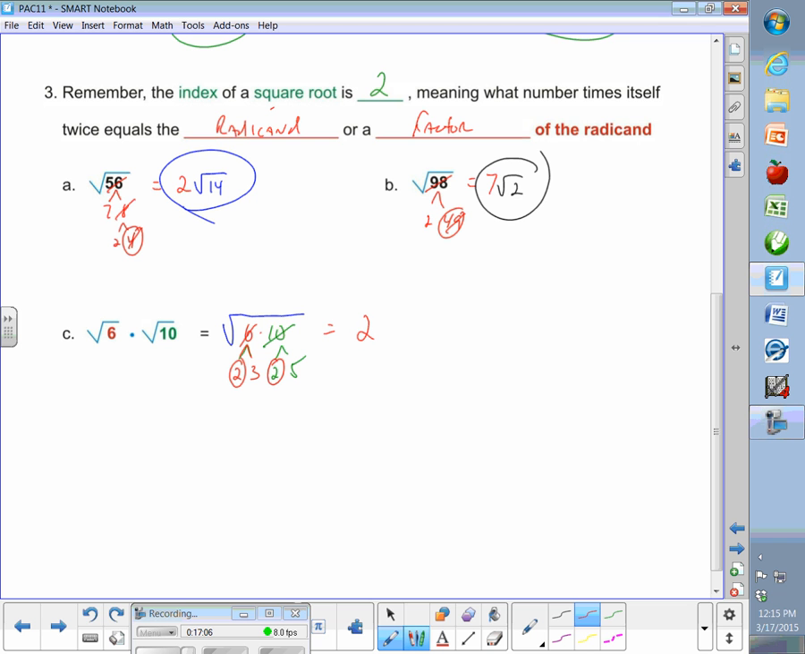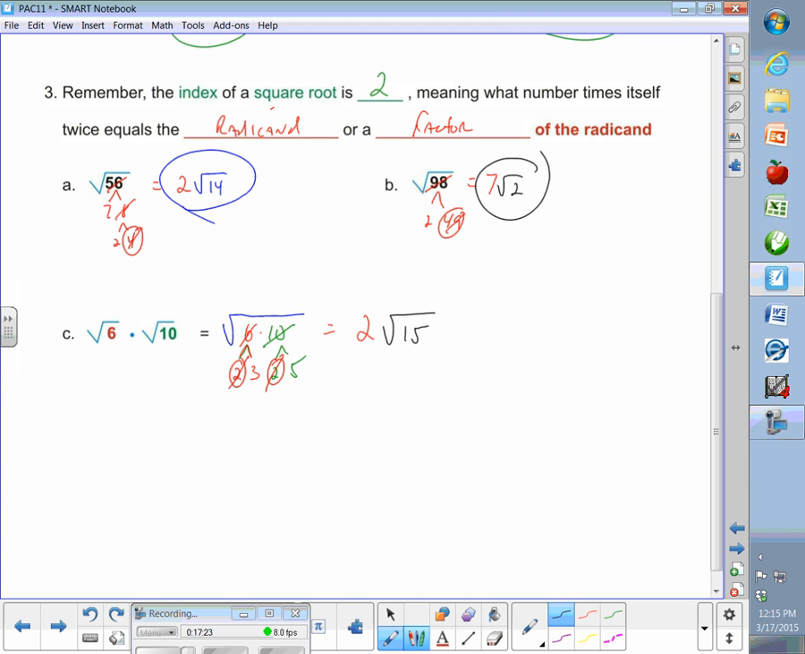So the square root of that 2 times 2 is a 2, and I'm going to cross those out because I took the root of it. What's left inside? Square root of 15, and that's our simplification, 2 times the square root of 15.